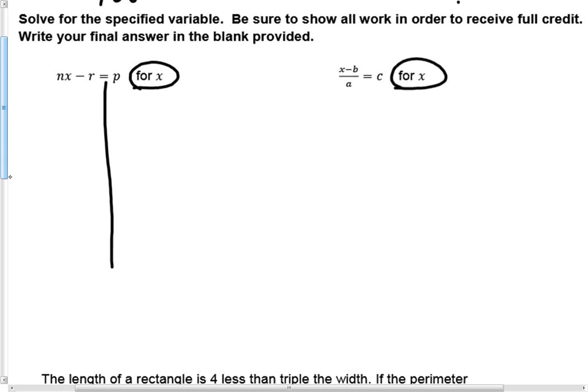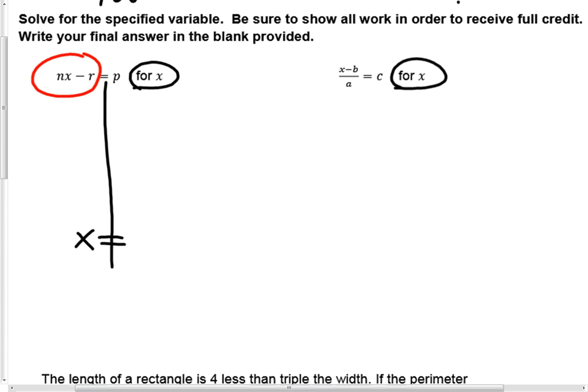At the very bottom, write down the variable that they're telling you to focus on. They're telling you to focus on X in this case. Which side is the X on? Circle that side. That's where you want to focus your attention.